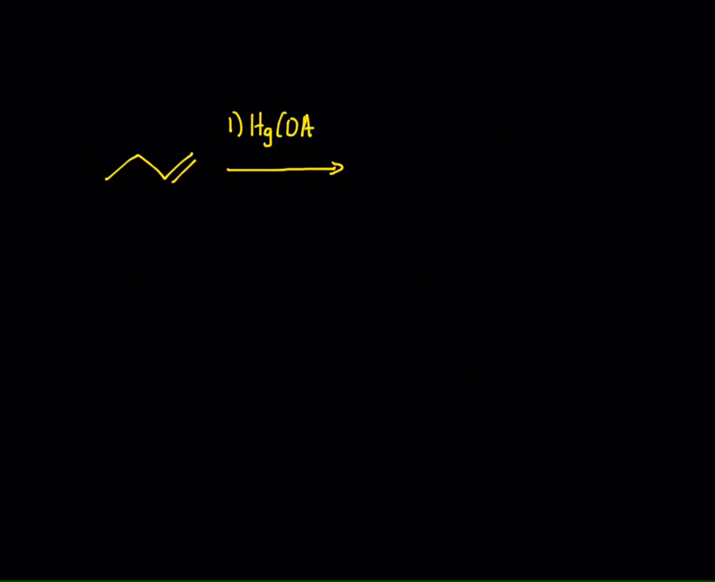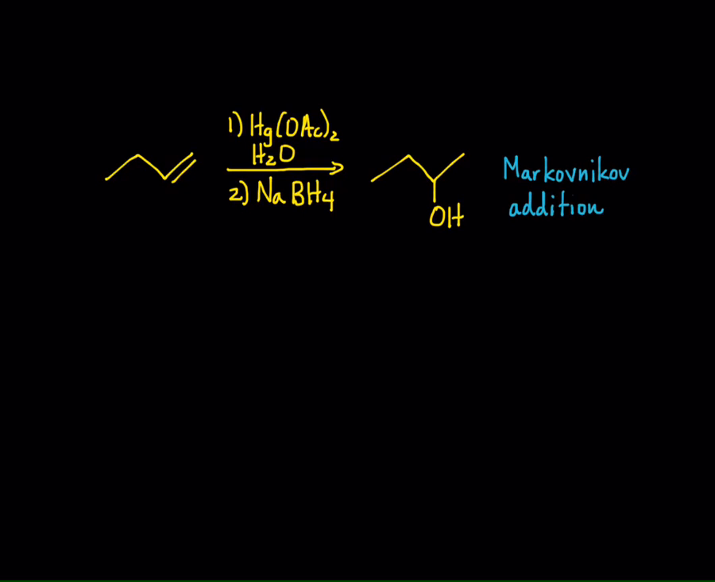All right, so what's the overall reaction here? If I take 1-butene and react it with mercury acetate and water, followed by sodium borohydride reduction, so again, two steps, I end up with 2-butanol. And this is a Markovnikov addition, right?